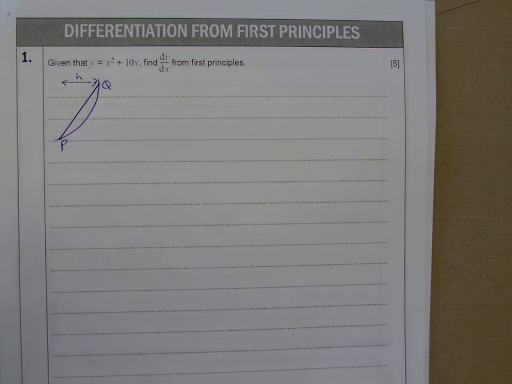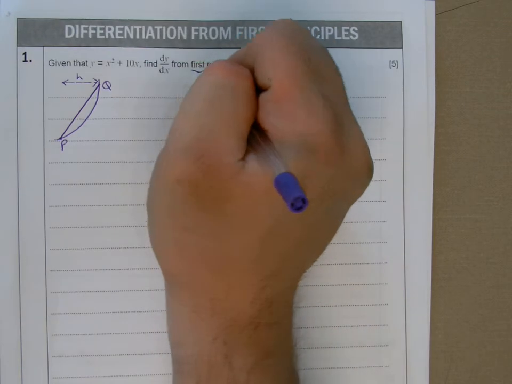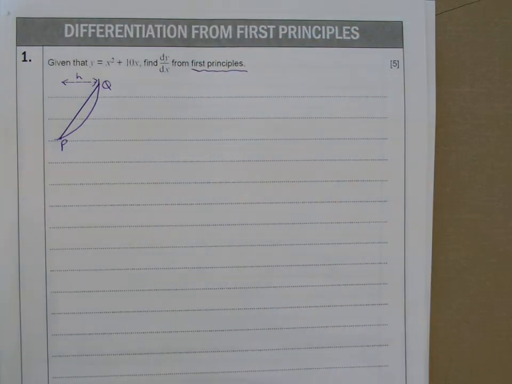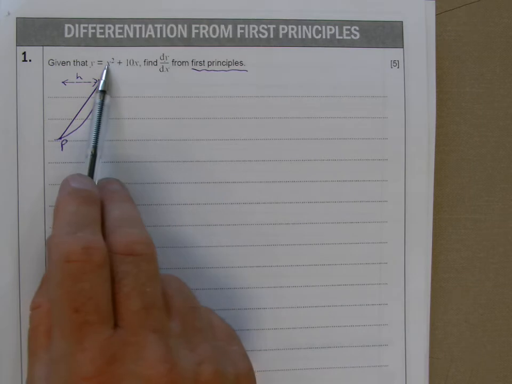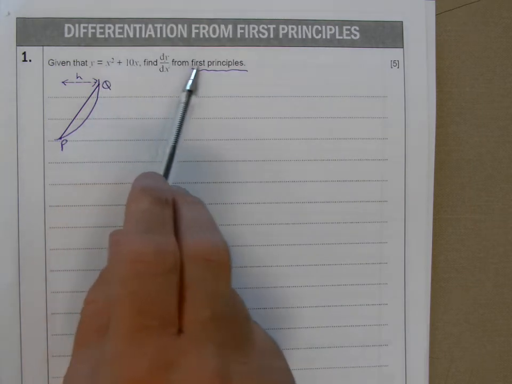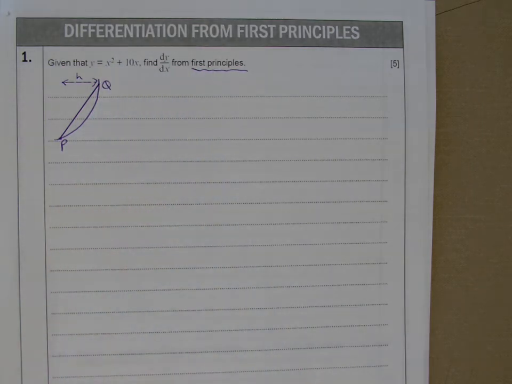Okay, so given that y equals x squared plus 10x, find dy/dx from first principles, okay? So when they say first principles, and it's worth about 5 marks, it's going to take a bit of time to get this answer out. Of course, when we differentiate this, we know it's 2x plus 10, but they want it from first principles. They want us to actually prove why it's 2x plus 10.